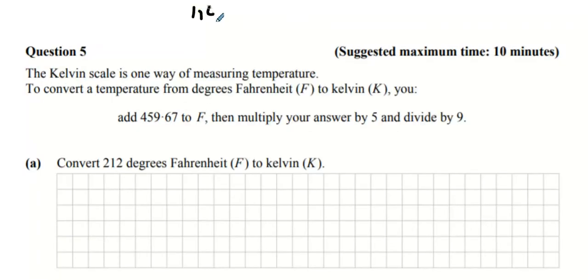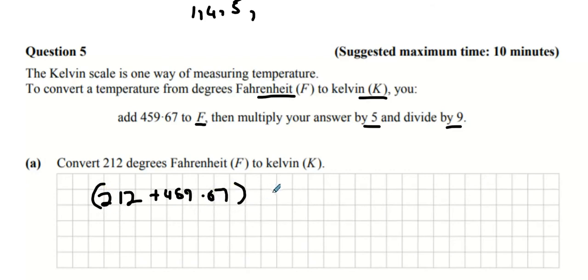Now we're on to question 5. The Kelvin scale is one way of measuring temperature. To convert temperature from degrees Fahrenheit to Kelvin, you add 459.67 to F, then multiply your answer by 5 and divide by 9. Okay, so Fahrenheit, they give us 212. We're going to have to then add on 459.67, and then we multiply by 5, and then when we're done with all that, we divide by 9. Okay, that should be okay.